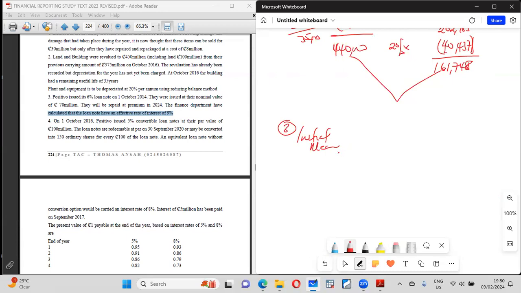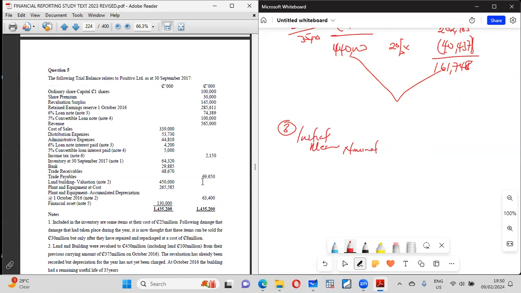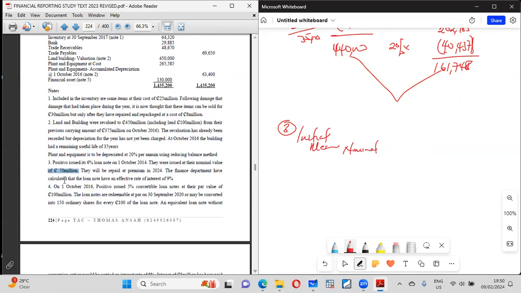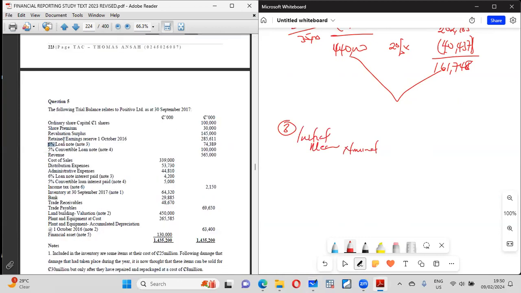So initial measurement, we will need the nominal value. So here, my advice to you is, whenever you see that this thing is 70,000, go and look at the trial balance. You see it's the 6% loan note, is that not it? You will see the 6% loan note here. The thing was 70,000. Have you seen that you are having 74,000? Which means that you can now start with your subsequent measurement straight away.